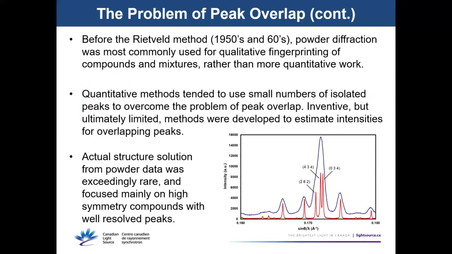Due to the issues with peak overlap, the majority of early powder diffraction work was qualitative in nature, predominantly fingerprinting and phase ID type applications. Quantitative methods tended to use a small number of isolated peaks, rather than using the entire diffraction pattern. And structure solution in the early days with powder diffraction was very rare, mainly restricted to high symmetry compounds, and was considered a major task that was only undertaken by small numbers of experts.